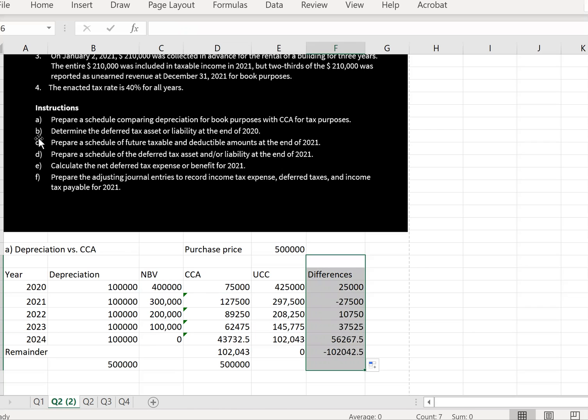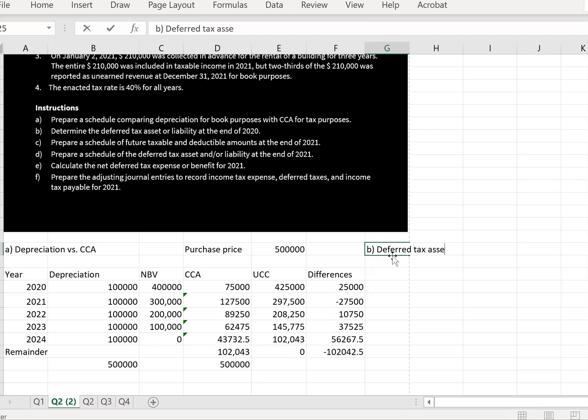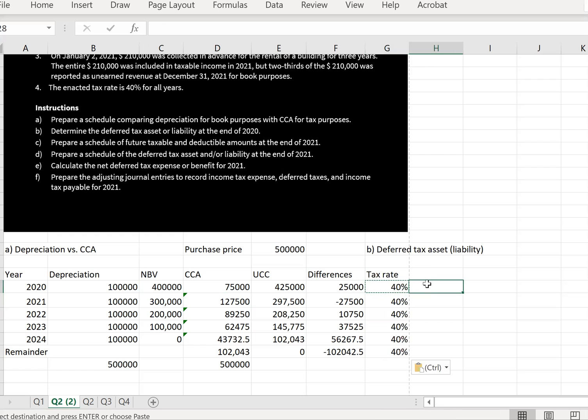So item B: determine the deferred tax asset or liability at the end of 2020. So let's just run a column here. How do we figure out the deferred tax asset or the deferred tax liability? What we do here is we're going to run the tax rate. We were told it's 40% for all years. We're going to run that down. And then we're going to have an asset and a liability column.